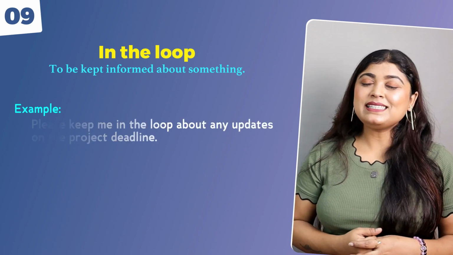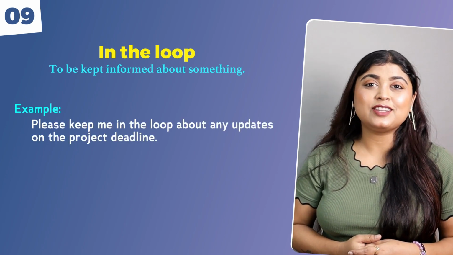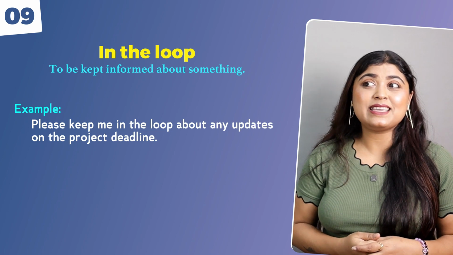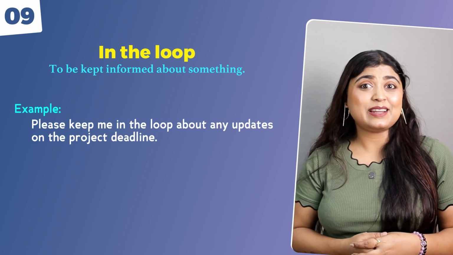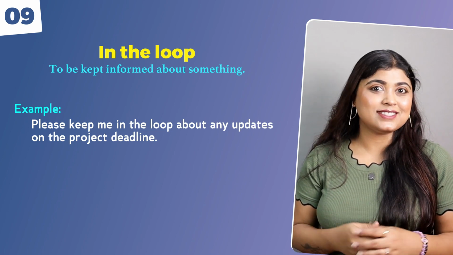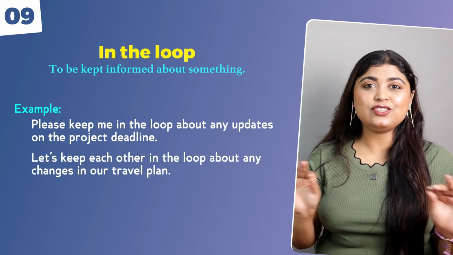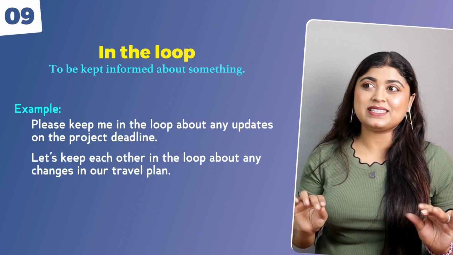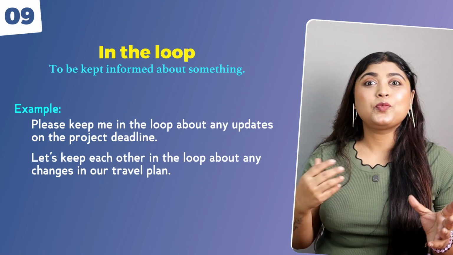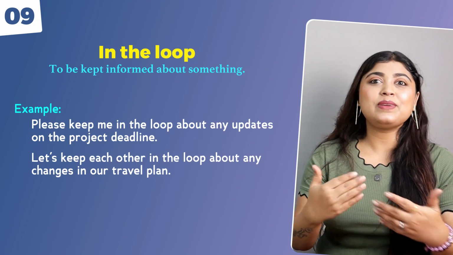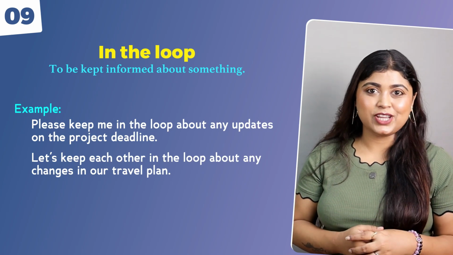Example number 1. Please keep me in the loop about any updates on the project deadline. That means please keep me informed or please let me know about the information. Example number 2. Let's keep each other in the loop about any changes in our travel plans. That means if there are any changes, we will get to know. So we will keep each other informed about the changes.